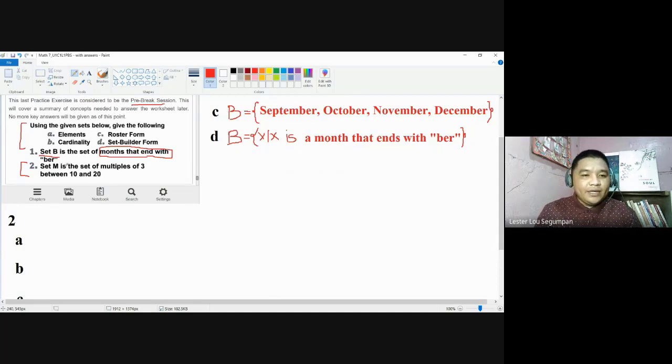We have here set M, which is the set of multiples of 3 between 10 and 20. Before we could determine the elements, let's try to review what multiples are. When you say multiples, they are actually the result when a specific number is added to itself many times. Let's start with 2. One of its multiples is 4 because 2 plus 2 is 4.